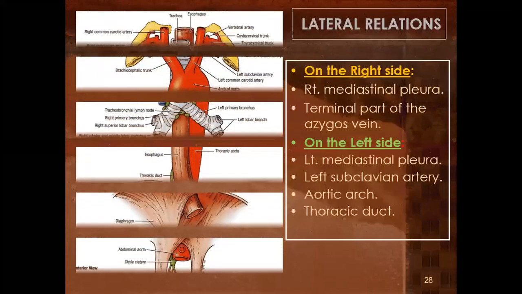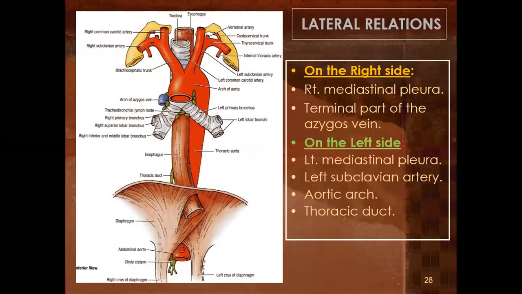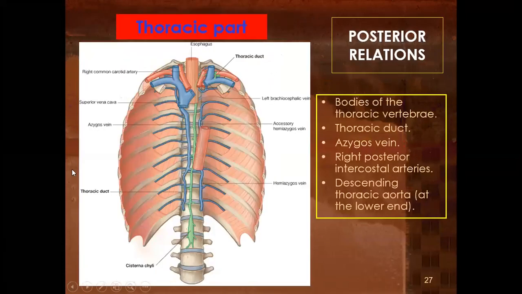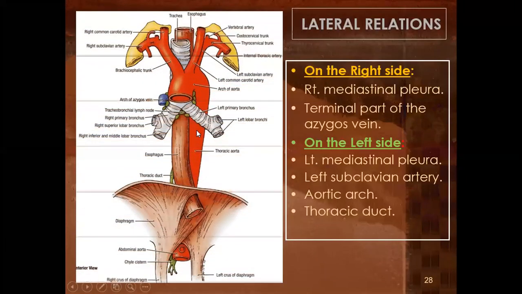Okay. Coming to the lateral relations, what are the structures which are on the right and left side? On the right side, we have the right mediastinal pleura. So on the right side, we have the right lung and the right mediastinal pleura. The terminal part of the azygous vein, here you can see the azygous, we already saw the azygous vein here. This is the azygous vein, with its terminal part. Okay. Then on the left side, we have the left mediastinal pleura. Then the left subclavian artery. So here, this is the subclavian artery here. Okay.